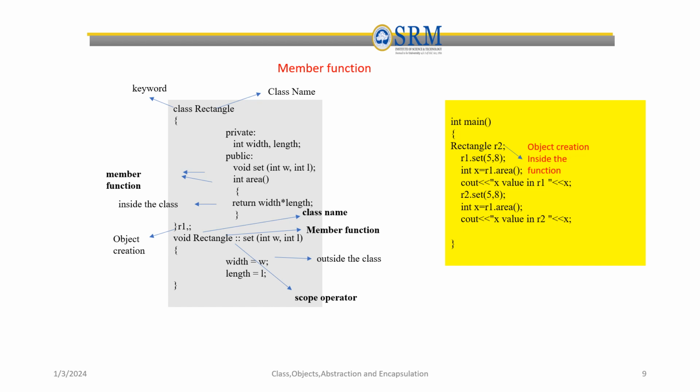Now what am I doing? Calculating the area. Area is defined inside this class, area of. How will it find the value? By multiplying the width and length. That value will be returned here and will be displayed here for R1. Similarly for R2, how am I calculating the value? The same way: object creation and then dot area of, x value in R2. So like this we are calculating the values and accessing the values inside the class and outside the class.